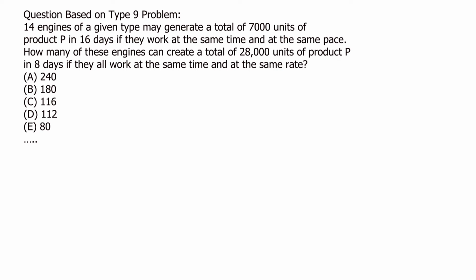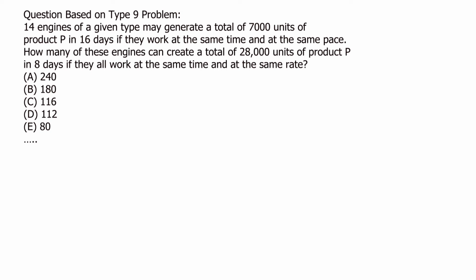14 engines of a given type may generate a total of 700 units of product P in 16 days if they work at the same time and at the same pace. How many of these engines can create a total of 28,000 units of product P in 8 days if they all work at the same time at the same rate?